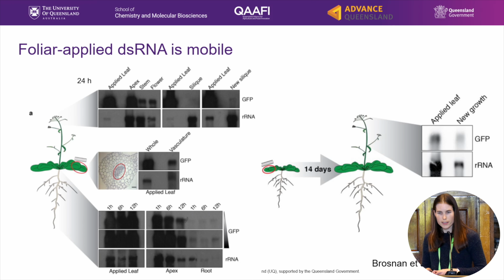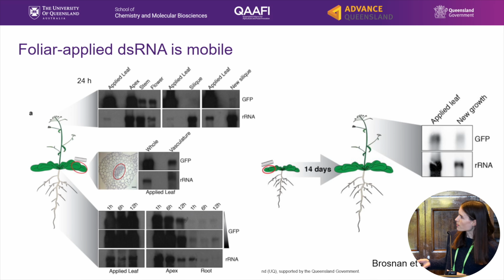Chris Brosnan at UQ did a lot of pioneering work in this area. This has been published on bioRxiv, and he's just resubmitted it. He did a lot of work in Arabidopsis and other model crops. What he did is apply double-stranded RNA to Arabidopsis leaves, and then he sampled from distal tissues, so from flowers and from roots.